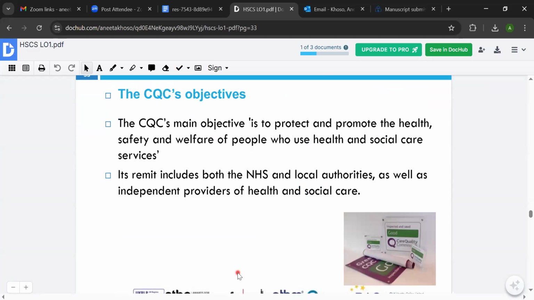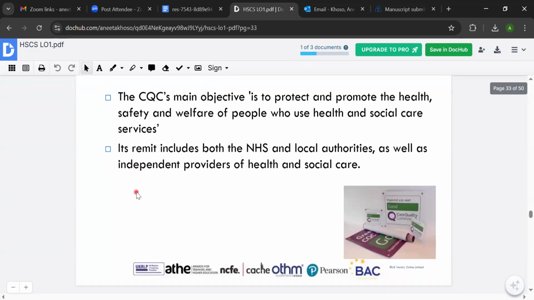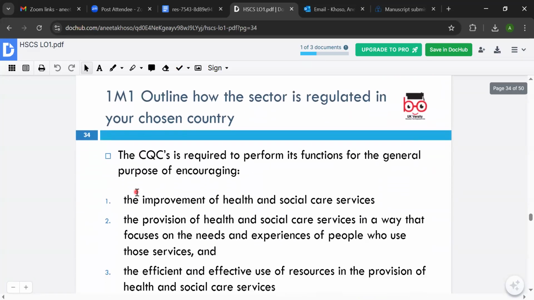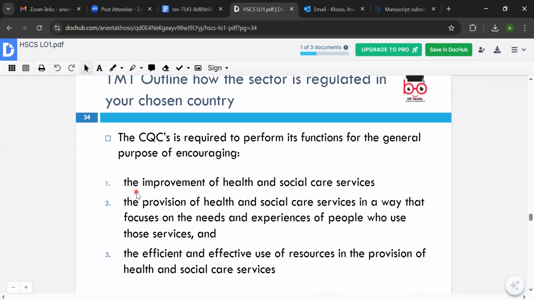The CQC's main objective is to protect and promote the health, safety, and welfare of the people whose health and social care services they're providing for. And its remit includes both the NHS and the local authorities, as well as the independent providers of health and social care. Okay, so these are the main objectives. As we know, they are focused more on the improvement of health and social care services, and they do it on a regular basis, these checks and balances.